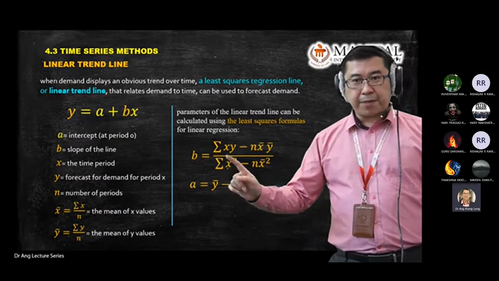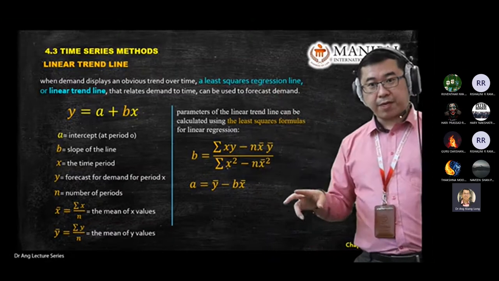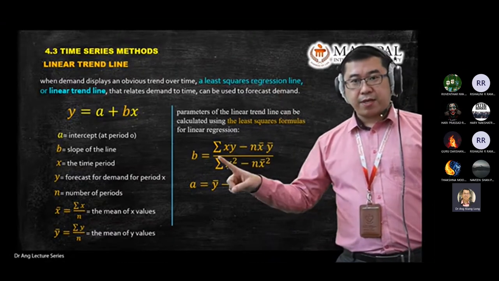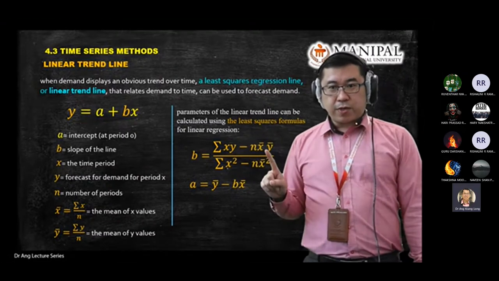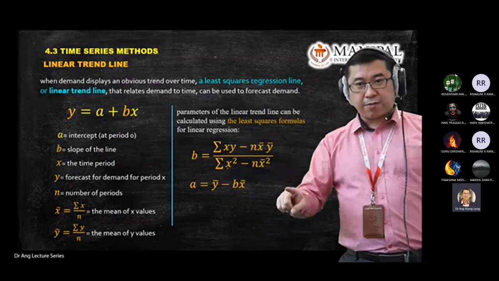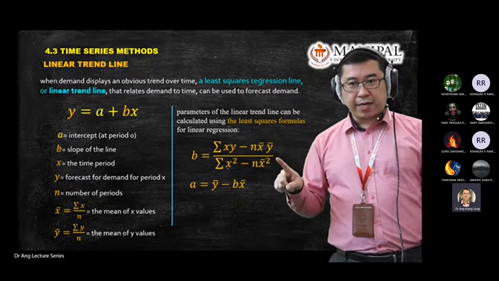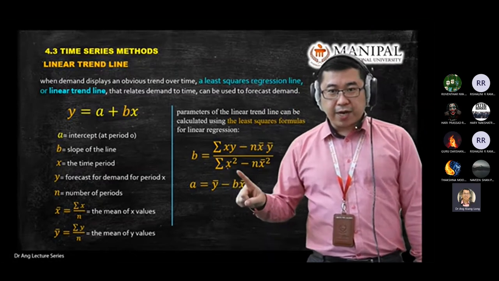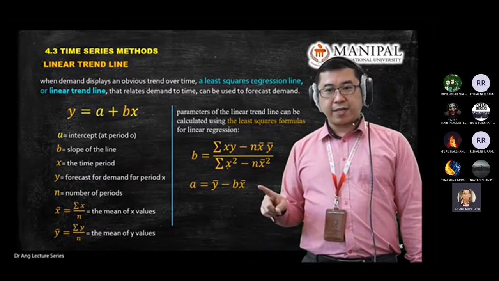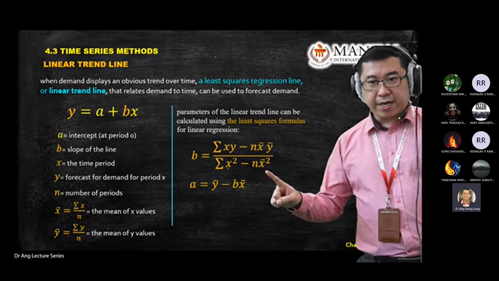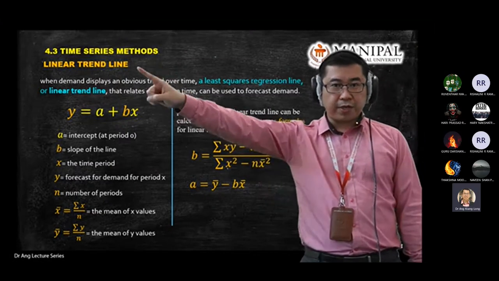So basically, if you want to find B, you need to use X multiply by Y. One column means you need to build a table. We're using the X and Y value. X multiply by Y, you create one value, one column. And then you need the average value for your X, means at the bottom of your X column, you find the average of X. Y value at the bottom, you find the average of Y. And then you find what is the X square value. You need to take the X value, square it, minus N X average square. Okay, this is the equation to calculate B for linear trend line.